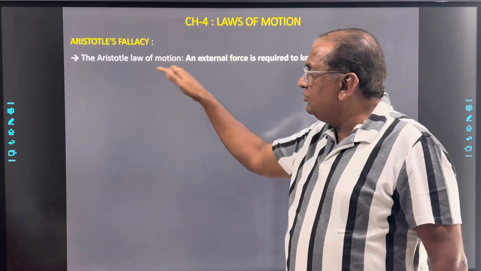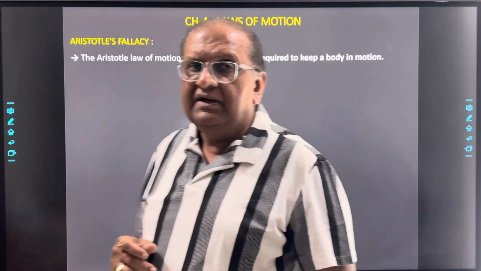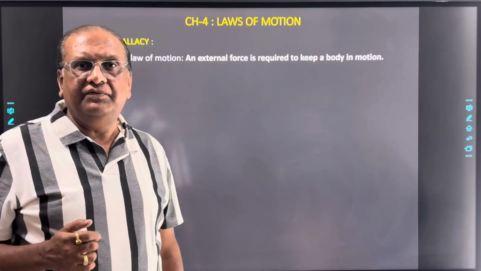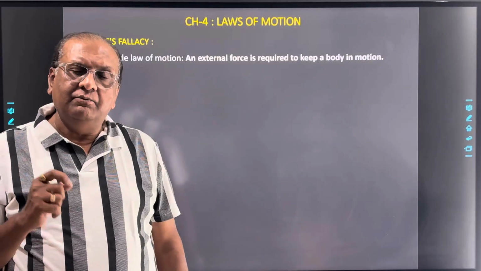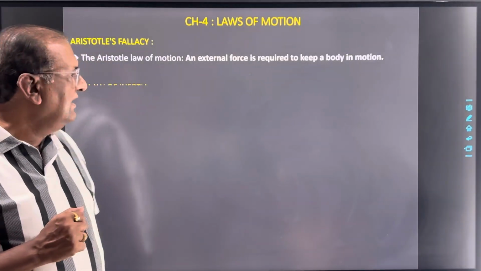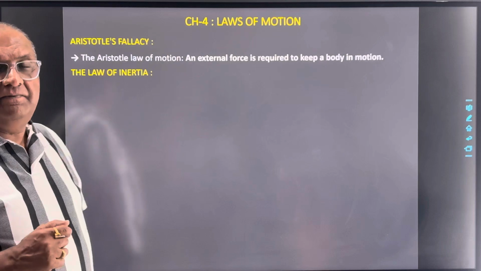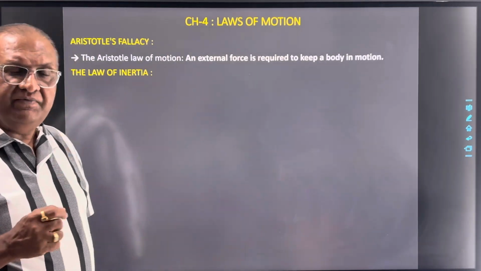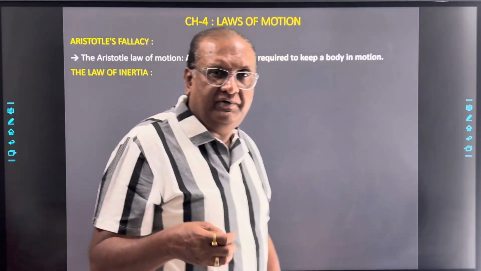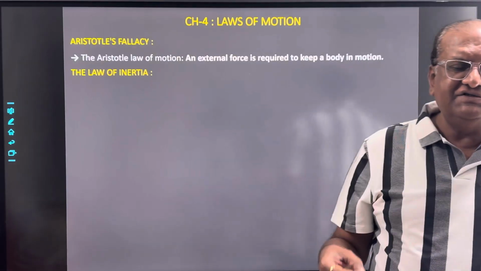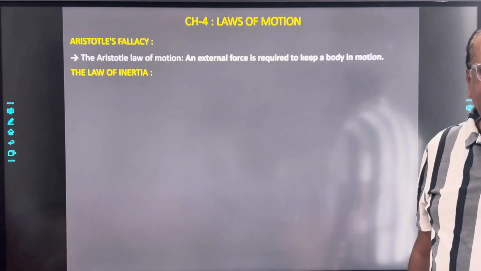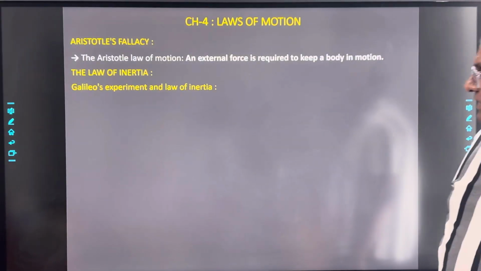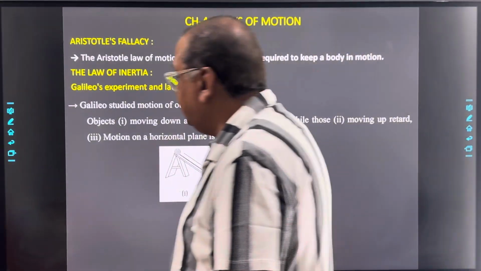After Aristotle's law of motion, scientist Galileo took some precise observations related to the motion of the body. So which type of observations he took, and with the help of those observations he represented the law of inertia. So how did he perform the experiment?